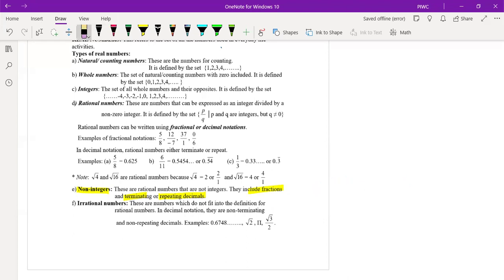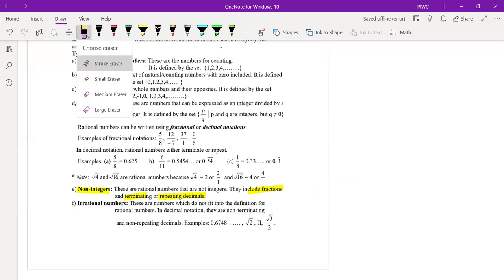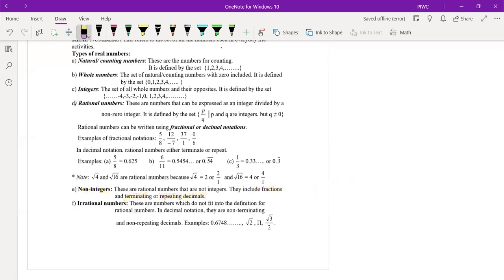The last classification of real numbers is the irrational numbers. These are numbers which do not fit the definition of rational numbers. In decimal notation, they are non-terminating and non-repeating decimals. They don't repeat and they don't terminate. For example, 0.6748 with dots at the end means it keeps going. You don't see any pattern of repetition, so this number is irrational.